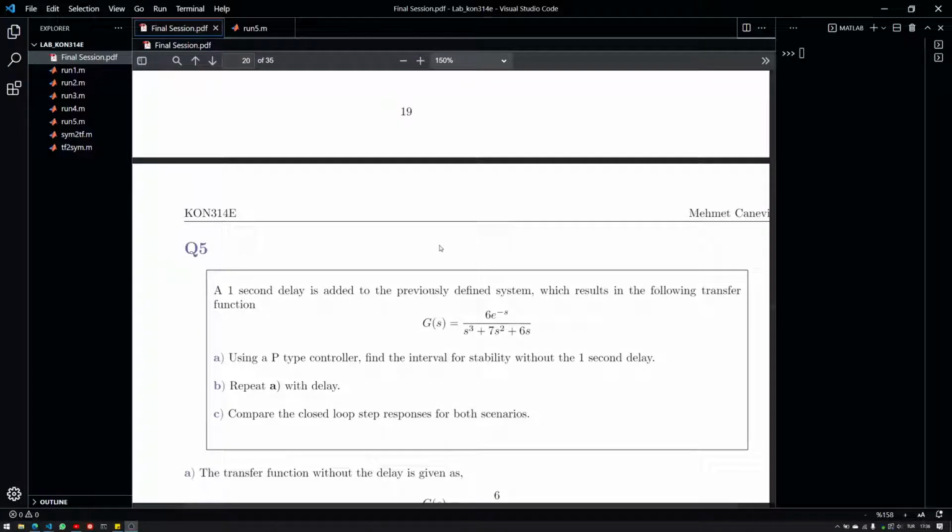So this is question 5. Now, in this question we have a 1 second delay, and basically the system that we've used all along. Here the question is to look for the P-type controller interval for the system without delay, and then with delay. So we are kind of trying to get the feeling of what happens if we add some delay, which we have already touched base on, but let's see.